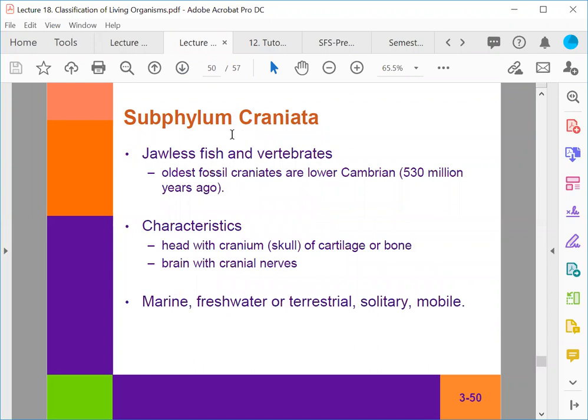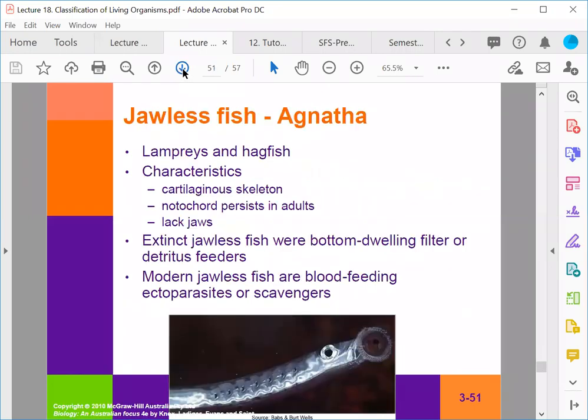Okay, let's look at subphylum Craniata. This includes the jawless fish and the vertebrates. Characteristics within this subphylum: the presence of a head with a cranium or skull made of cartilage or bone, and a brain with cranial nerves. All right, so here we have the jawless fish, which includes the lampreys and hagfish. Characteristics: they have a cartilaginous skeleton. The notochord in this group actually persists in the adults, and they lack jaws.